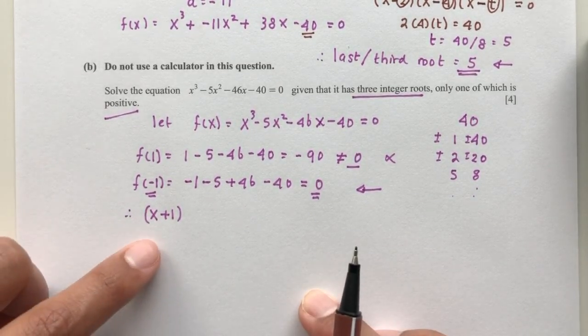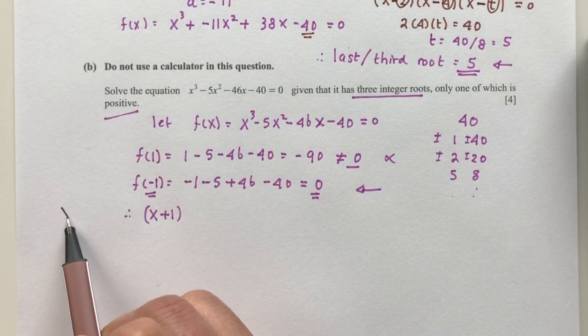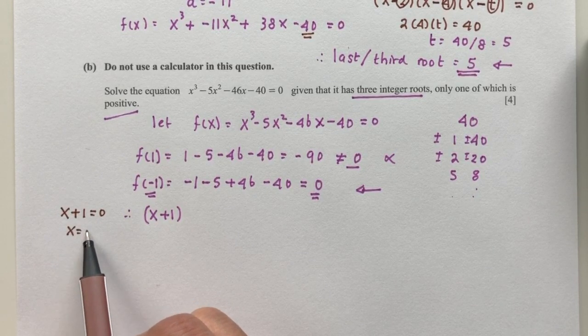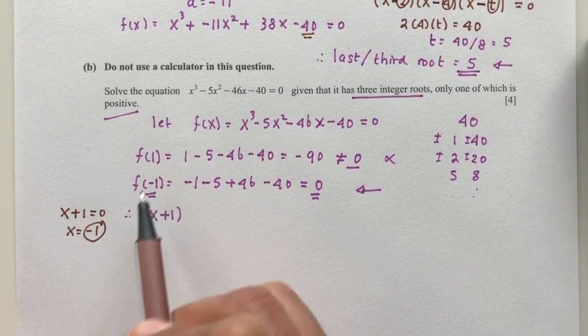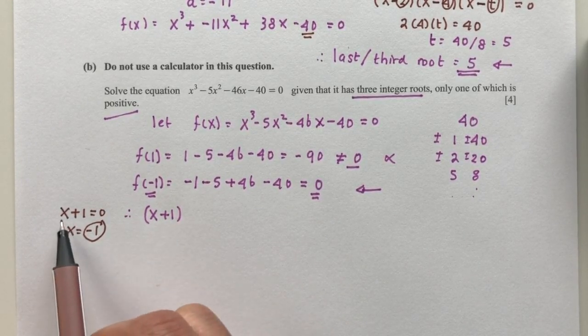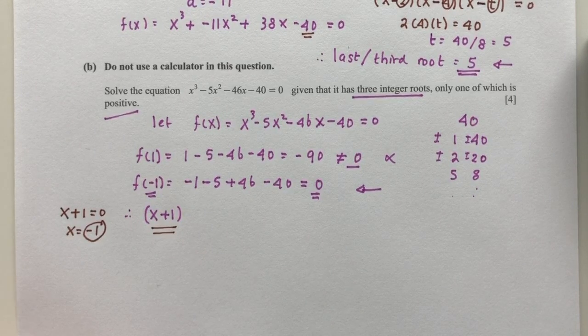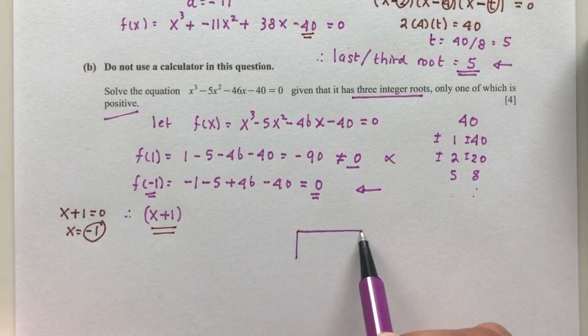So just to explain how we get minus 1 inside, because when you have to find the root, you have to do x plus 1 equal to 0. So x equal to minus 1. So that's why we replace the value of minus 1 inside, but the factor is x plus 1, as you can see. So since we have one factor now, we can find the other roots by doing long division.